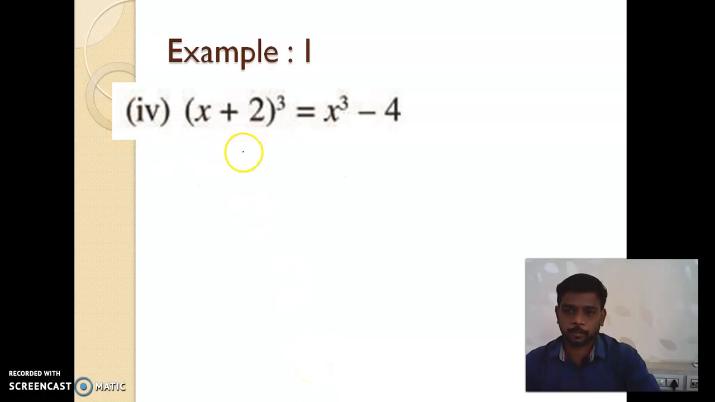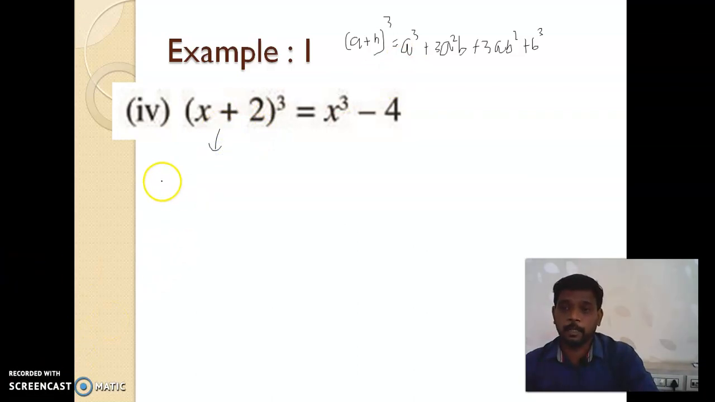And look at the fourth one. Here (x + 2)³ = x³ - 4. So here you can apply the (a + b)³ formula. So what is the (a + b)³ formula? (a + b)³ = a³ + 3a²b + 3ab² + b³. So this is the formula for (a + b)³. According to that, just expand this expression here.